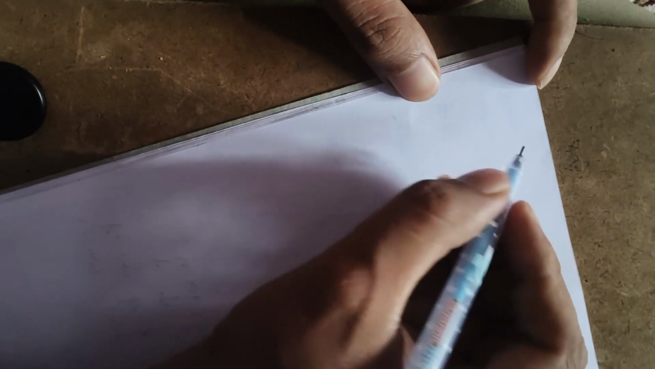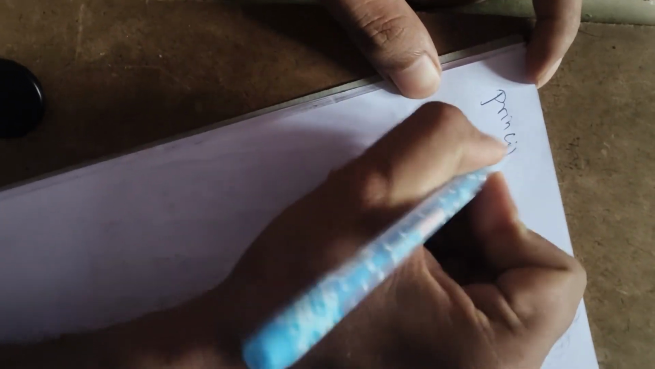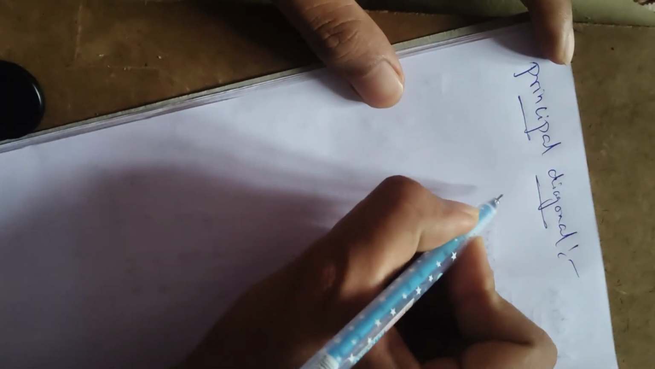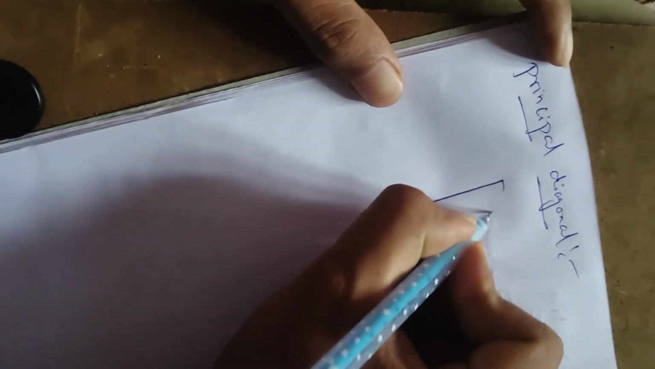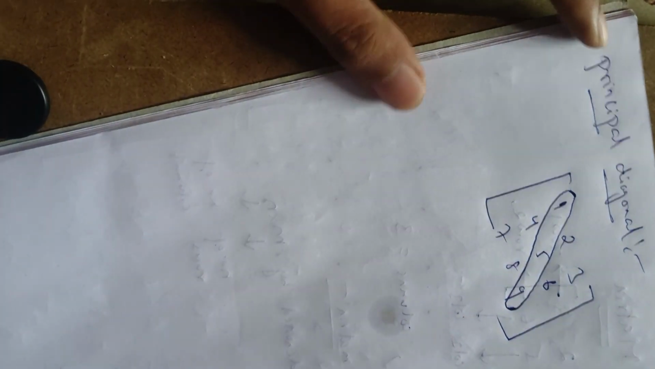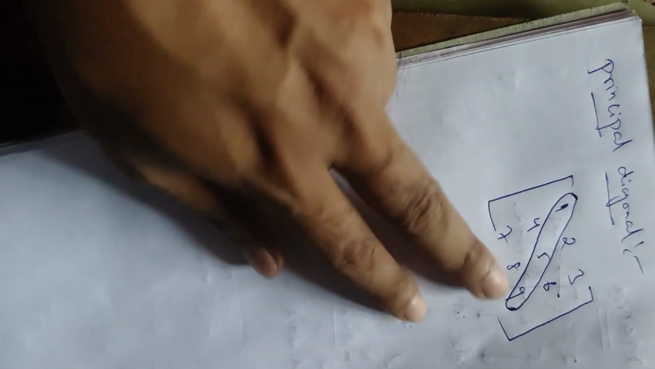So next we will discuss principal diagonal of a matrix. Principal diagonal is nothing but the diagonal elements of a matrix. Let us take a square matrix 1, 2, 3, 4, 5, 6, 7, 8, 9. See, here the diagonal elements are 1, 5, 9, right? So this is called the principal diagonal of a matrix.